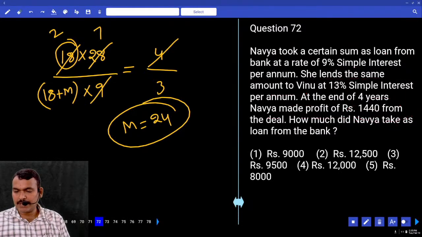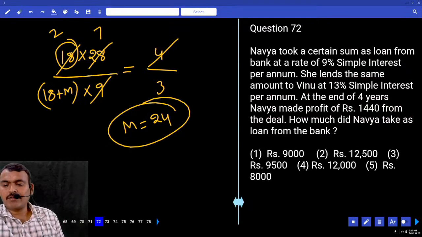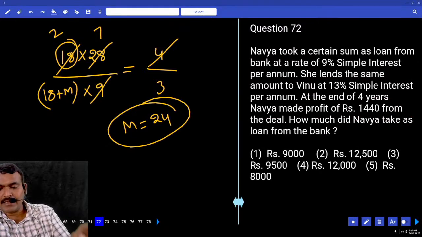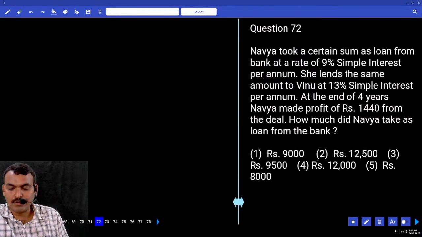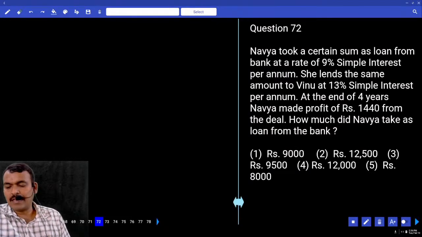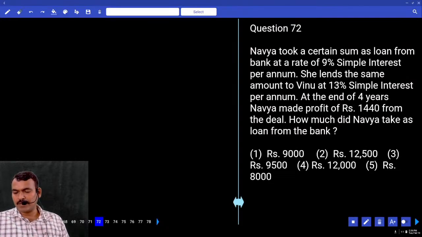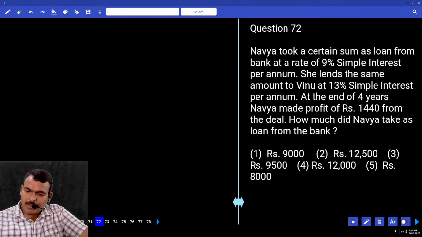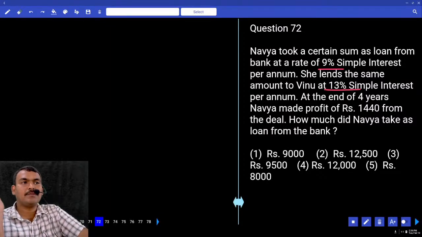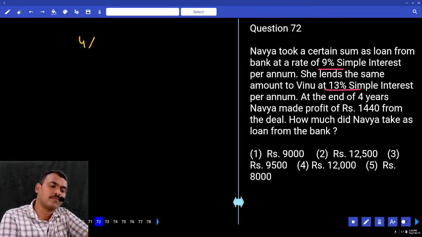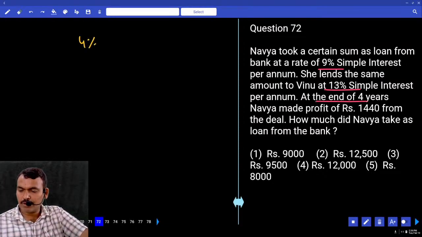Next, question number 72. Navya took a certain sum as a loan from a bank at the rate of 9% per annum simple interest. She lent the same amount to Vinu at 13% simple interest per annum. At the end of 4 years, Navya made a profit of 1440 from the deal. How much did Navya take as a loan from the bank? What is the per annum rate she pays? 9%. But she received 13%. Means per annum how much percent is extra? 4%.